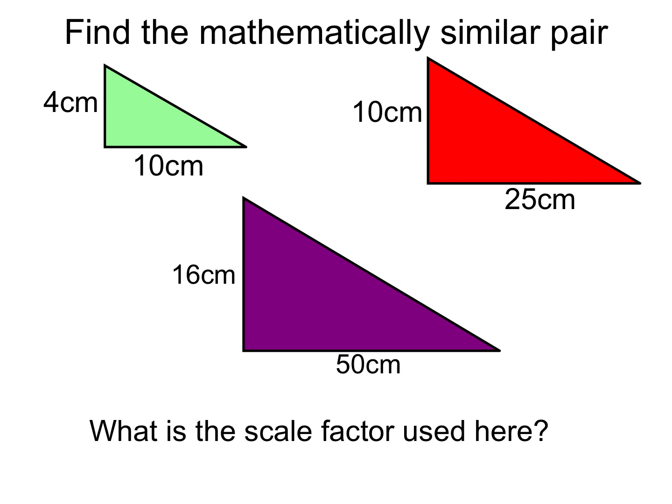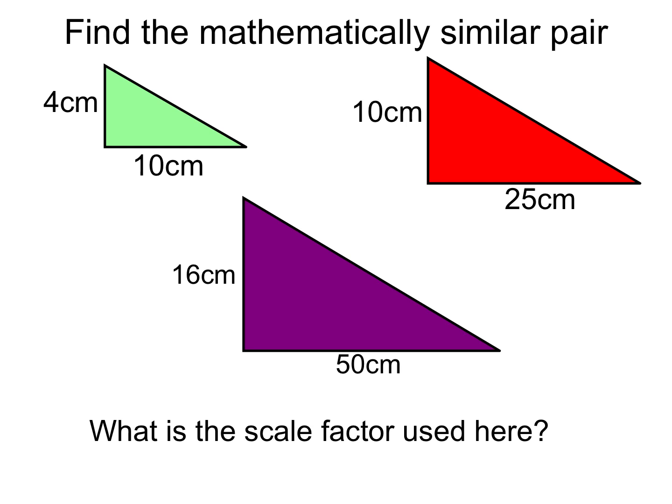Again, here's another pair, to find the mathematically similar ones. Let's look at the red to purple for a quick instance. It looks like 25 doubled would give me 50. So 10 doubled, well, I would be expecting that one to be 20. So they're not the mathematically similar pair there. Let's look at the green to the purple. Well, 4 times 4 would give me 16. But 10 times 4 I'd expect that one to be 40. So that's not the mathematically similar pair.